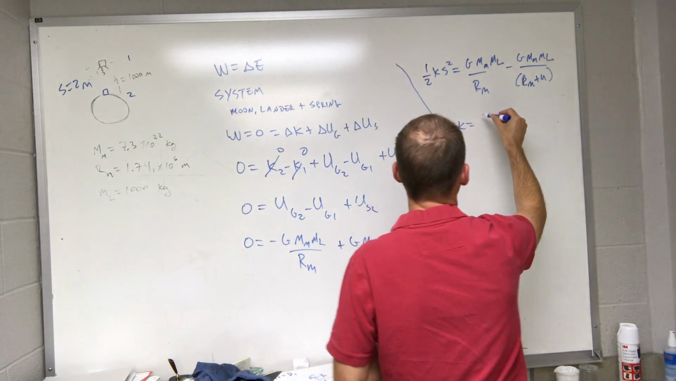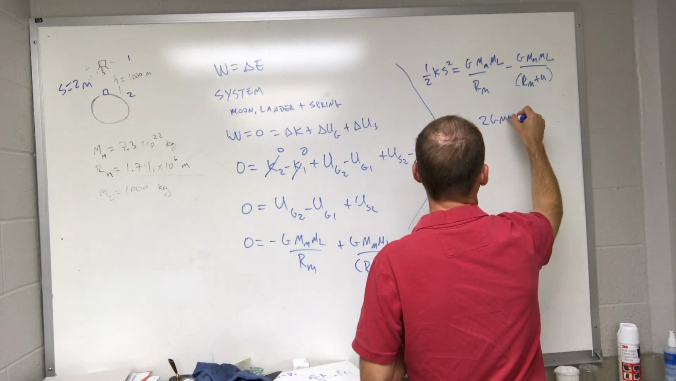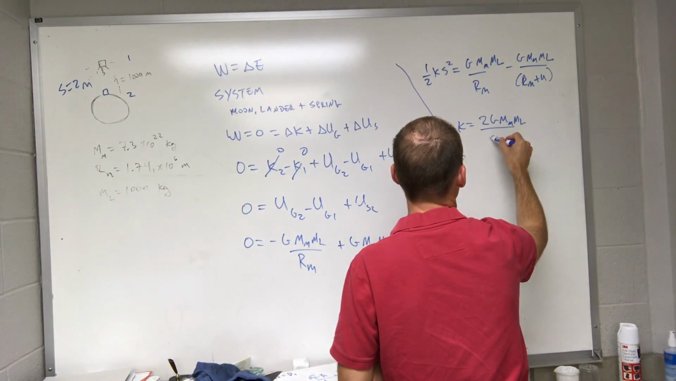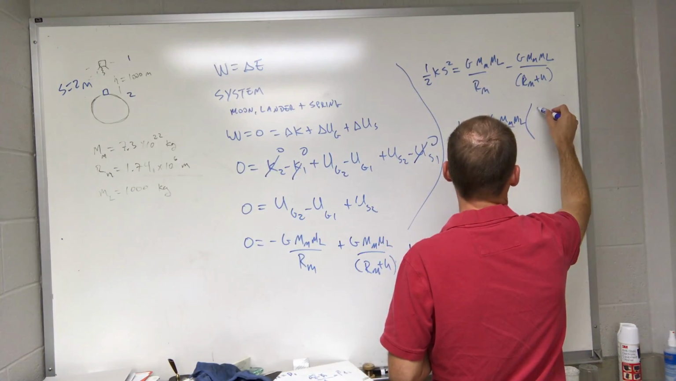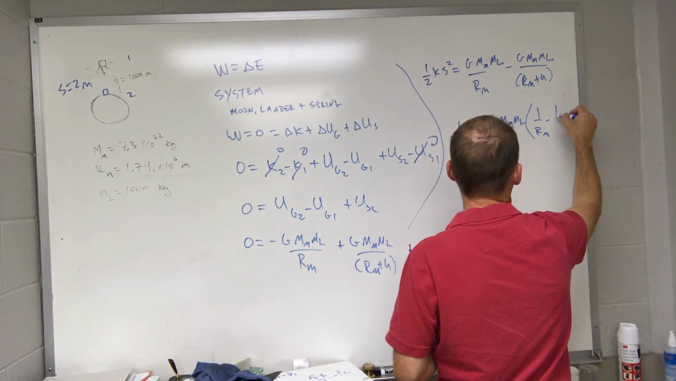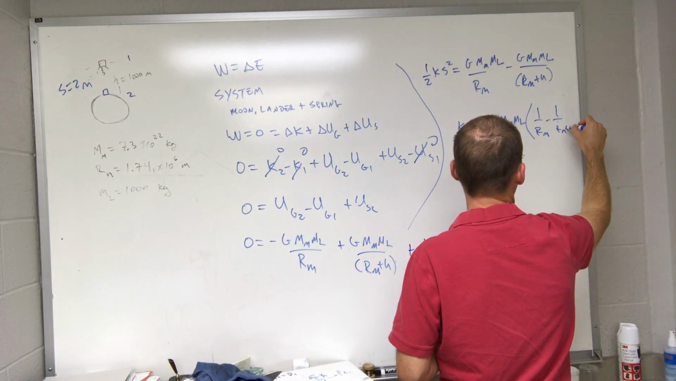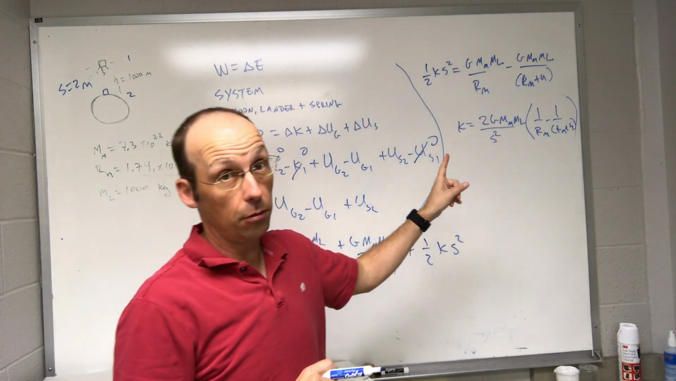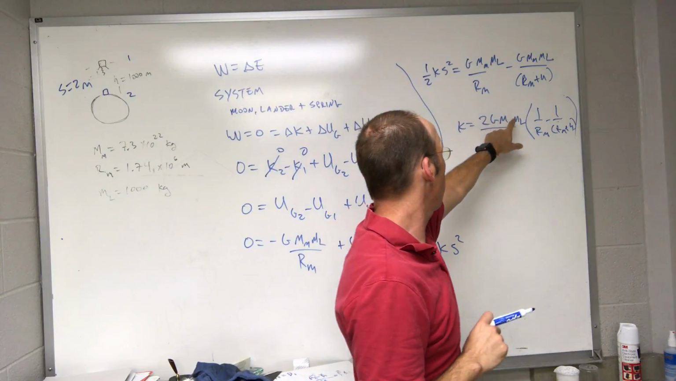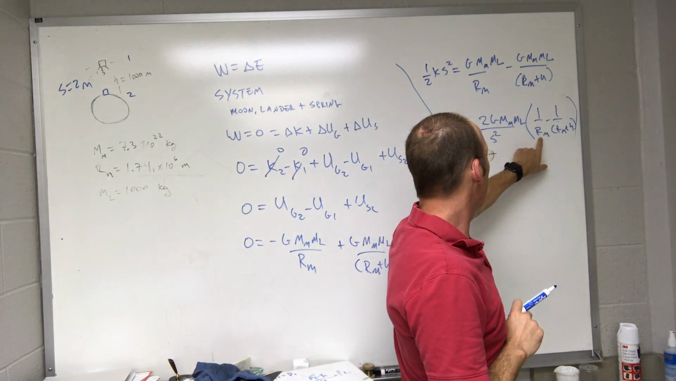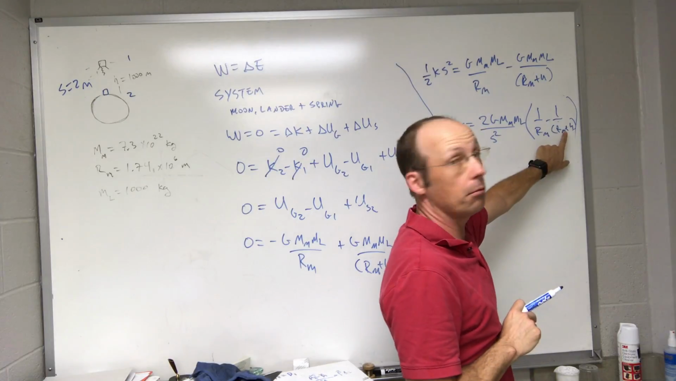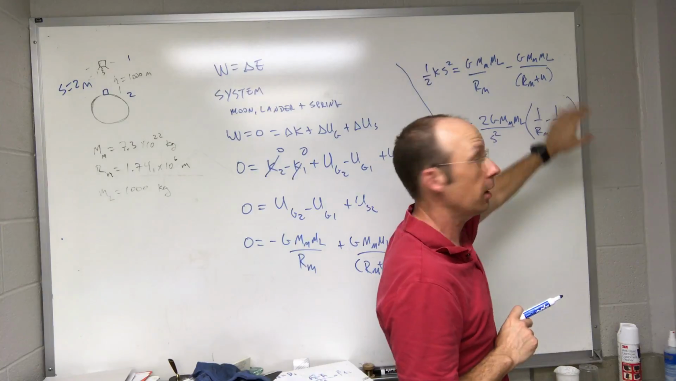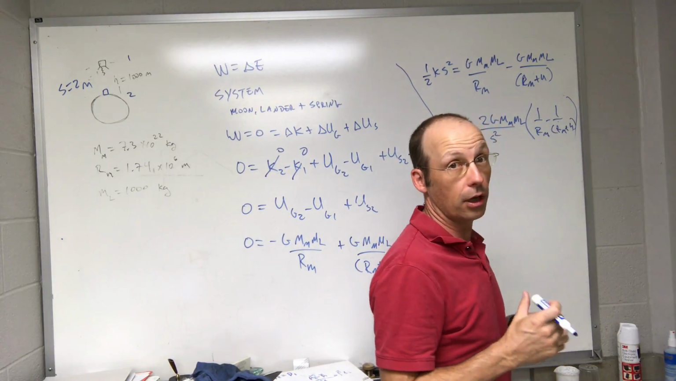equals 2G ml over s squared times 1 over rm minus 1 over rm plus h. Okay, let's just check. Spring constant should be positive, right? These numbers are all positive. This is going to be 1 over the radius of the moon minus 1 over the radius of the moon plus h. So this number is going to be a little bit smaller than that one, so this is going to be positive. When I put all this stuff in, I should get a positive number.